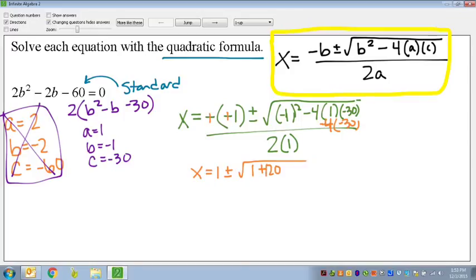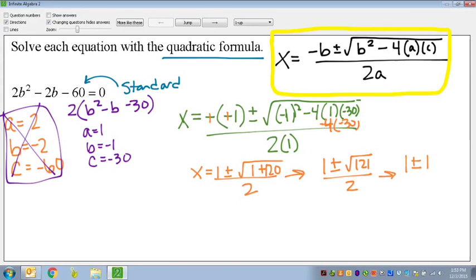Okay. And then all over 2 times 1, which is 2. Okay, so inside we have 1 plus or minus the square root of 121 over 2, which actually the square root of 121 happens to be a perfect square. The square root of 121 equals 11.